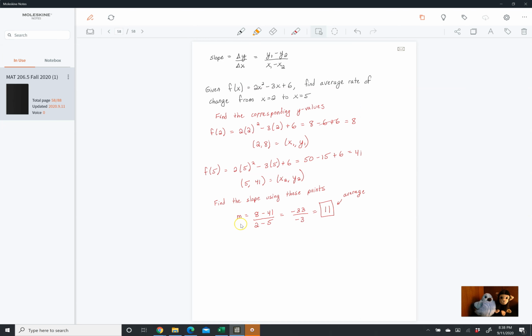Okay, let's do one more of these and then we'll talk about the difference quotient. So let's say you're given a different f of x.